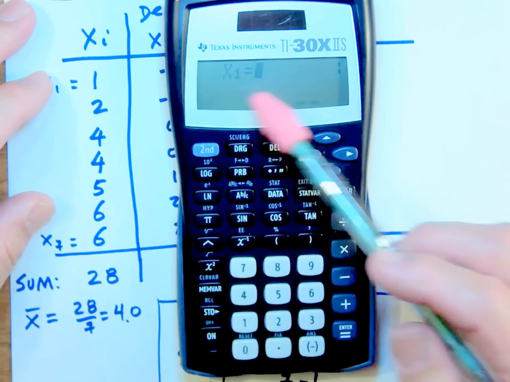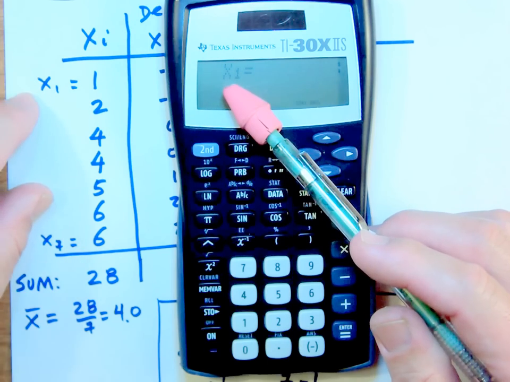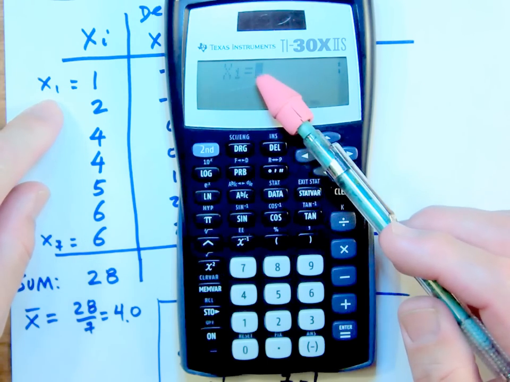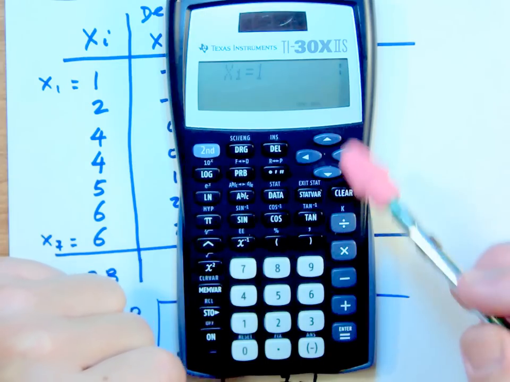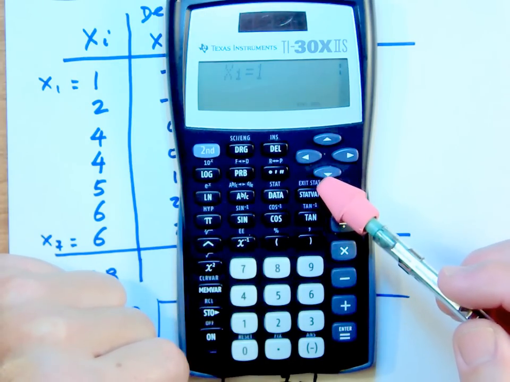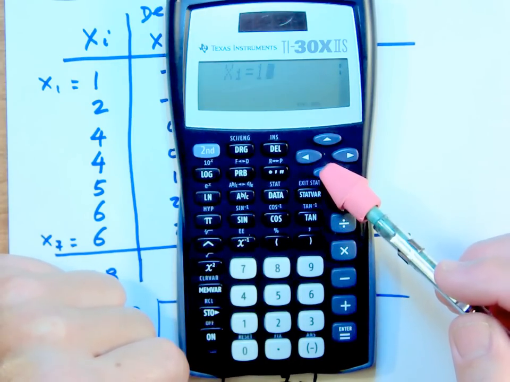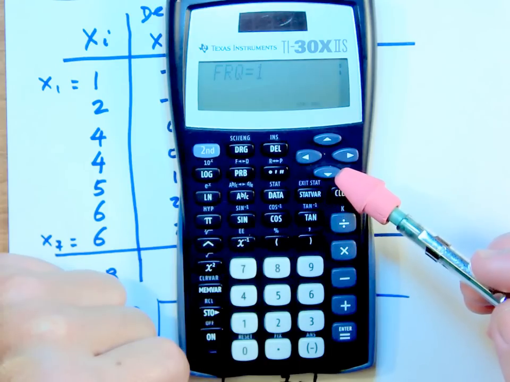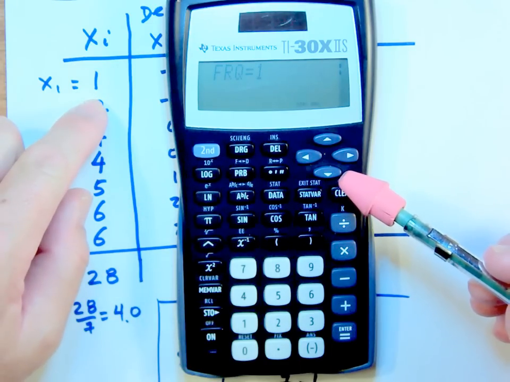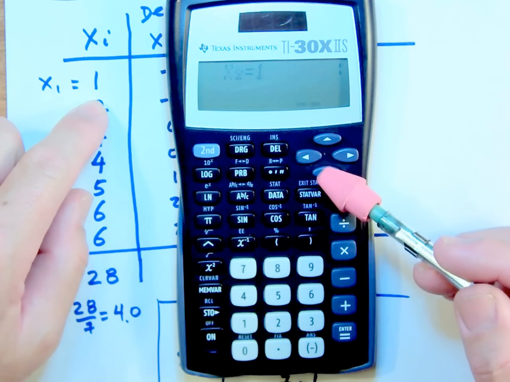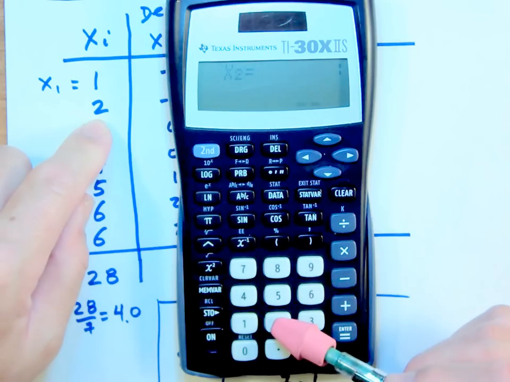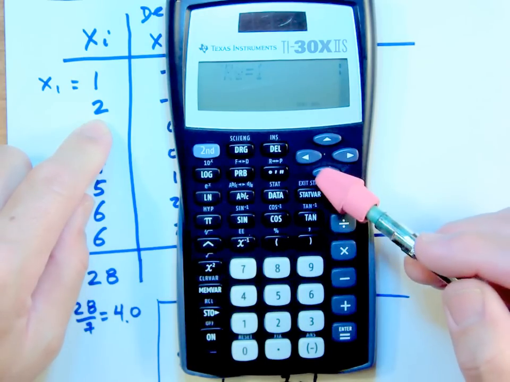It'll ask you for your first data, x1. Remember, that's the notation that I use. x1 equal to 1, just press 1. Then you need to scroll down using your arrow key. Here it's asking for FRQ, that's frequency. It's asking how many 1s do you have? Well, there's only 1. It will always default to 1. So just scroll down. x2 is 2. So press 2, scroll down, frequency 1, so keep on scrolling down.